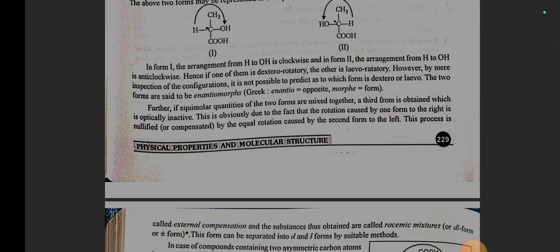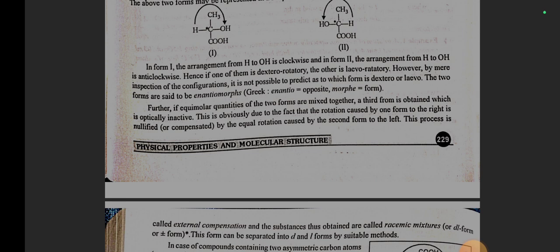In form 1, the arrangement from H to OH is clockwise, and in form 2, the arrangement from H to OH is anti-clockwise. Hence, one of them is dextrorotatory and the other is levorotatory. However, by mere inspection of configurations, it is not possible to predict which form is dextro or levo. The two forms are said to be enantiomorphs.